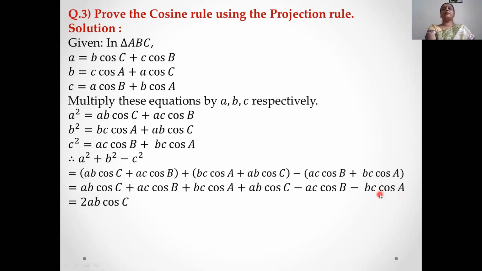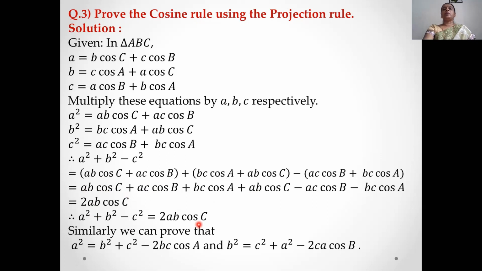Now, this minus bc cos A will get cancelled with this plus bc cos A, and minus ac cos B will get cancelled with this plus ac cos B. And what remains? ab cos C + ab cos C, 2 times ab cos C. Means we have got a² + b² − c² is equal to 2ab cos C. This is nothing but our cosine rule. Okay. Similarly, we can prove the remaining two equations also. You write down simply, similarly, we get the remaining.